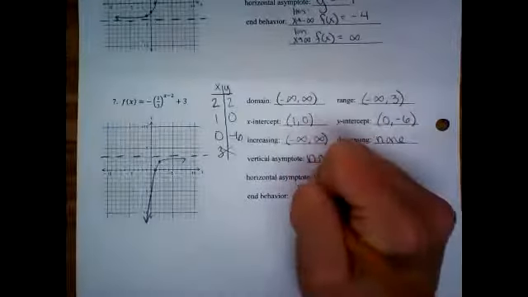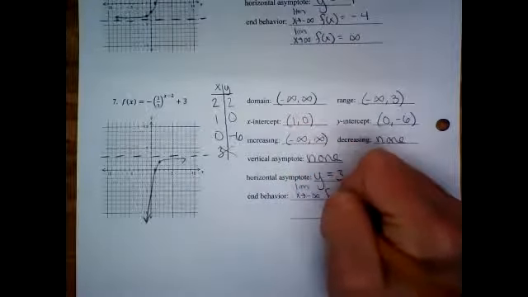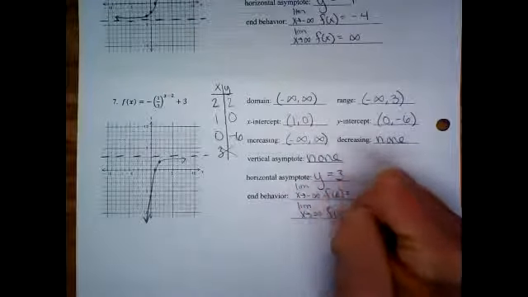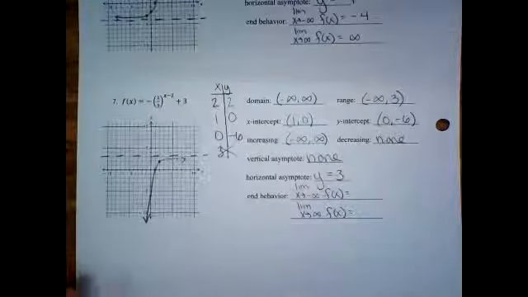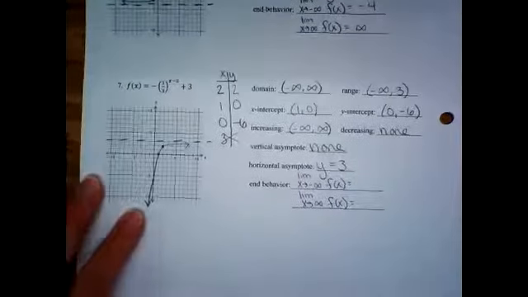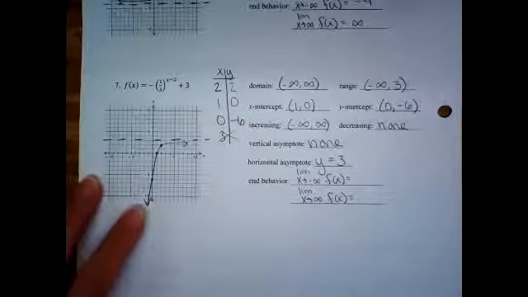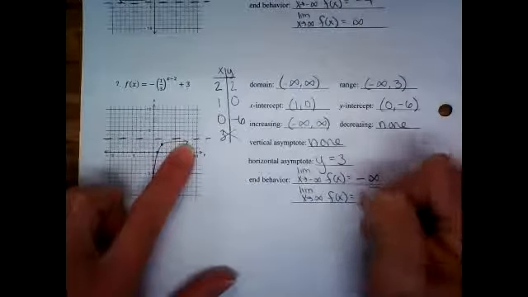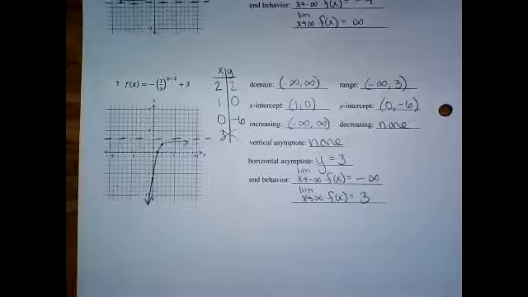And then go ahead and set up the end behavior. Limit as x goes to negative infinity of the function. Limit as x goes to positive infinity of the function. So where is the left arrow going? Down, so negative infinity, and then the right arrow goes to the asymptote, which is 3.